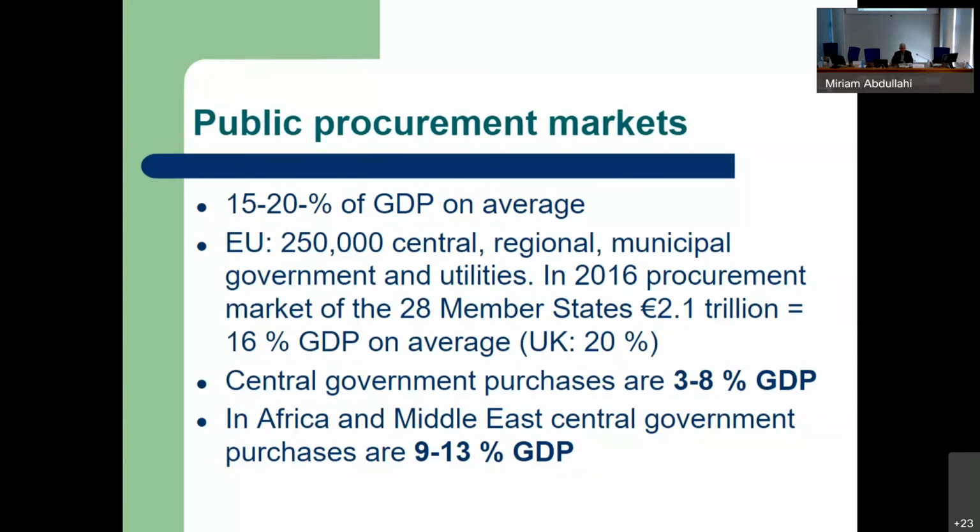And in the EU, we think we've got about 250,000 contracting authorities, central government authorities, but then also regions or states, provinces, districts, local authorities. And in the EU, and we were speaking a lot about the EU here because many of us are coming from that background, it is about 2.1 trillion every year. In the EU, we're speaking about the largest public procurement market in the world.